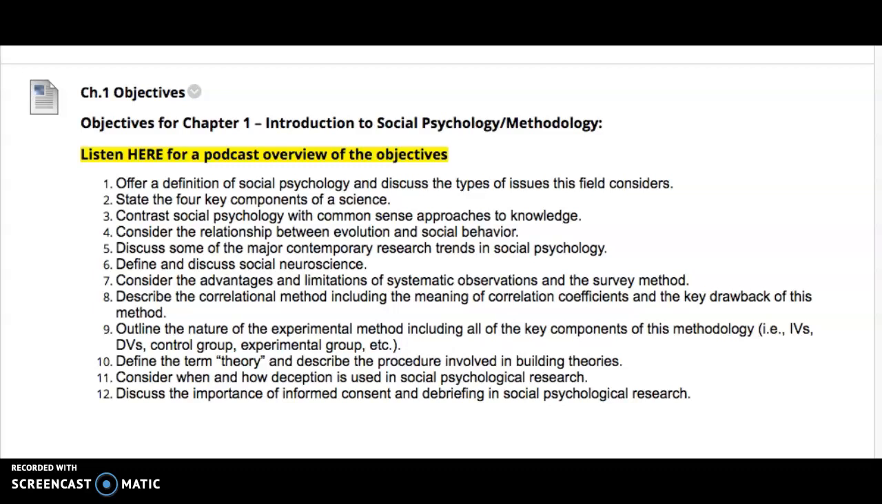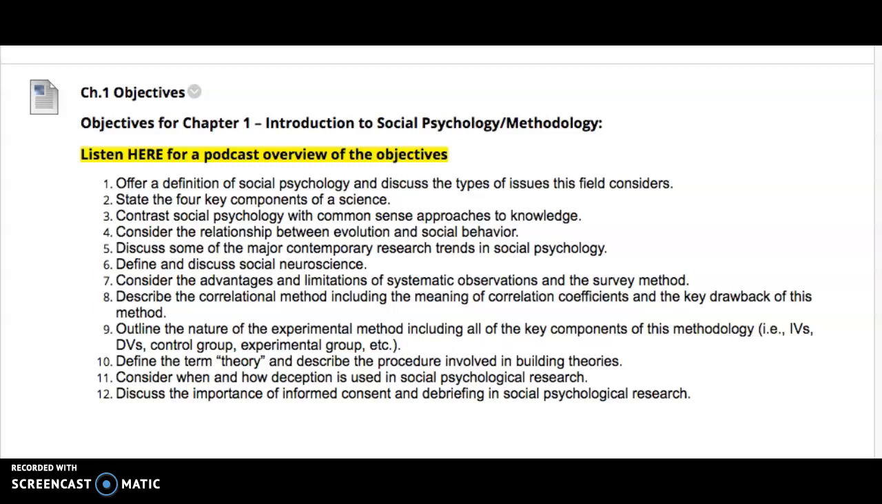We'll then turn to looking at some major contemporary research trends in social psych. So currently, how do social psychologists conduct research? What kinds of questions are they interested in today? And this brings us to the field of social neuroscience, which is sort of a hot topic as we're learning more about the brain, and the field of neuroscience is growing. We're relating a lot of what we're learning about the brain to social behavior. So we'll dive in there a little bit.